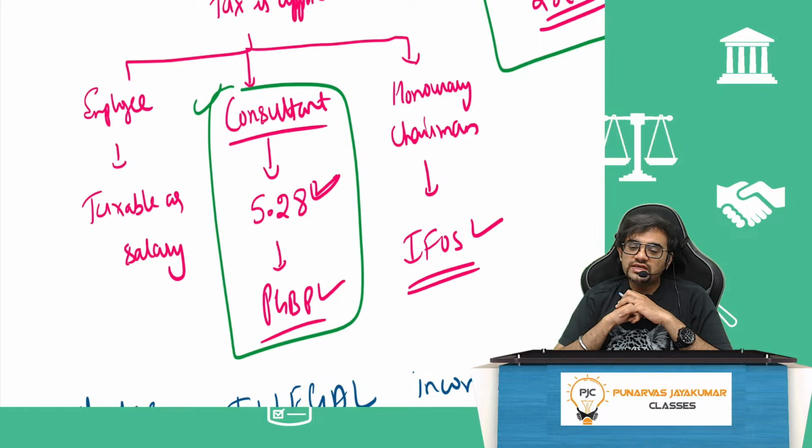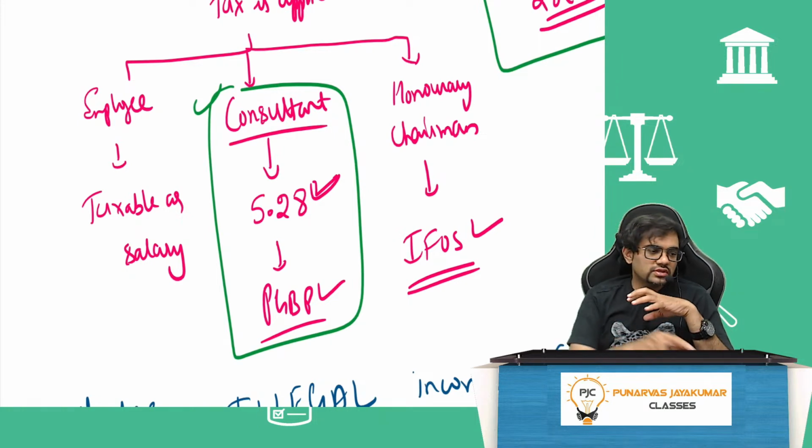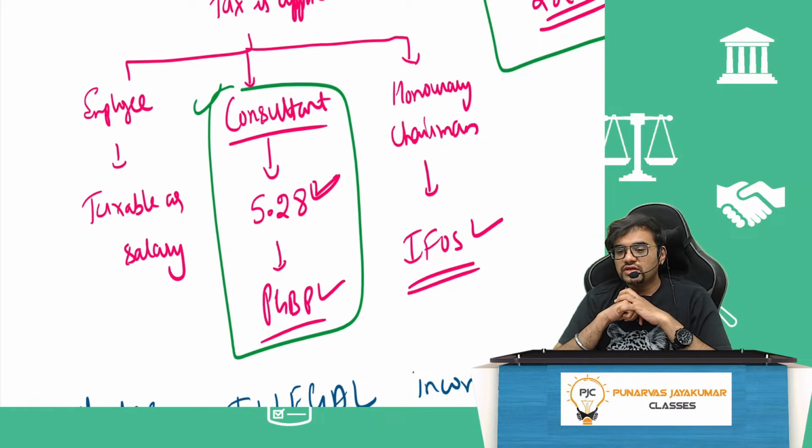If you are receiving the money as a consultant, it is now taxable under section 28 PGBP. However, if you are receiving it as an honorary chairman, you are not working in the company full time, you are not working in the company at all, but because of your position and your past, they have given you a position of honorary chairman. So if you have got a position of honorary chairman, will it be taxed under PGBP? What do you say? No, it will be taxed under IFOS.